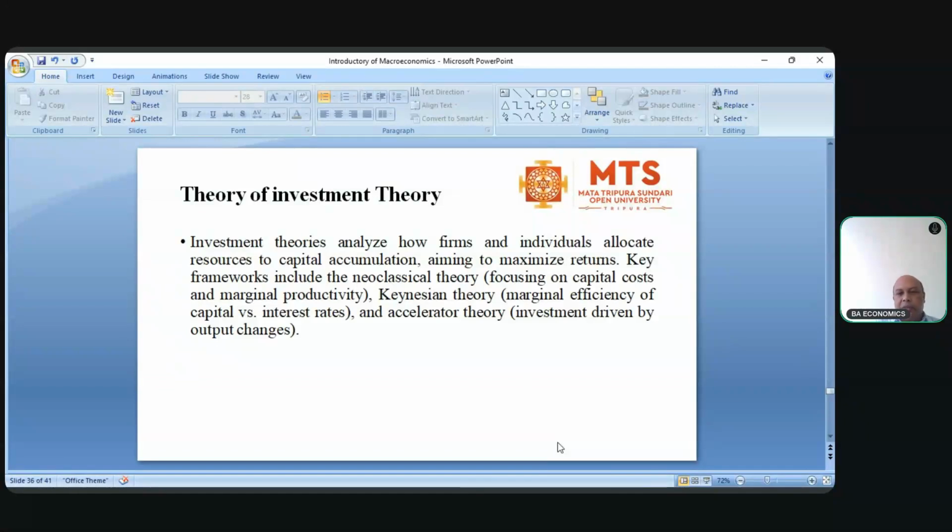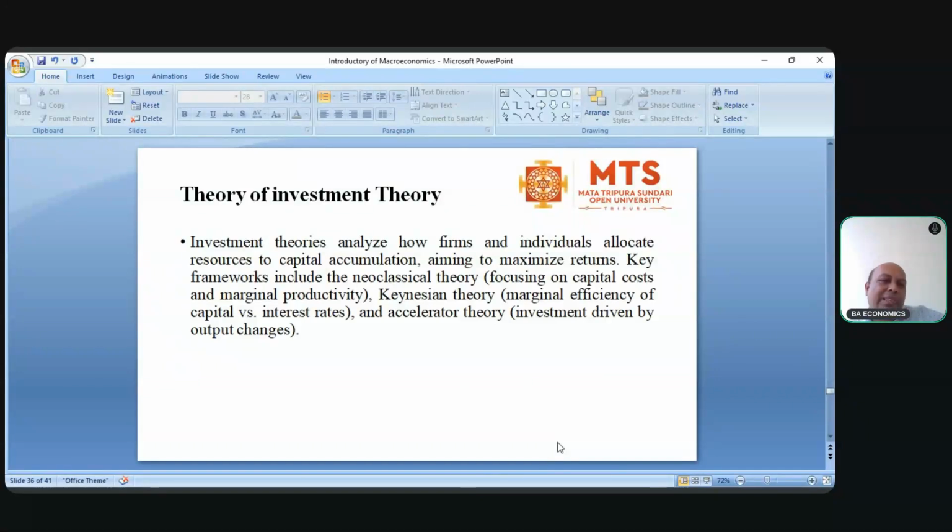But in the case of the accelerator theory, the opposite will be happening. In the accelerator concept, first the change of output and employment happens, and if output and employment change, then what will be its effect on investment? This is known as the accelerator. Basically, we see that when output or production increases, then investment also increases, and when output, production or employment declines, then investment also declines.